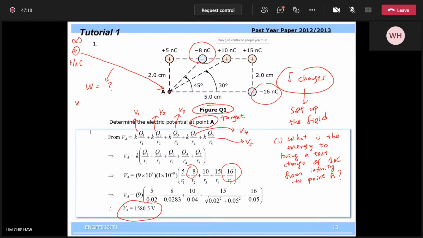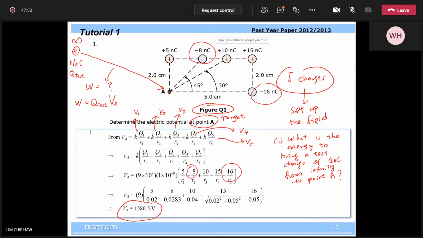Remember what I showed you just now? It will be W equals, let's say test charge, we label it as Q test. So the work done will be Q test times VA. Understand? Got it? Did I answer your question?